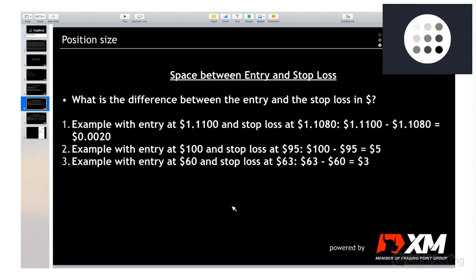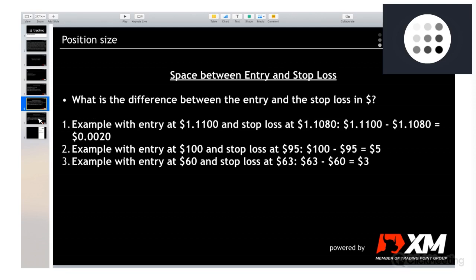Going short, perfect. That's right. Of course, this is also a distance between entry and stop loss. If you want to go short at 60, then the stop loss has to be above, of course. And in this example, the difference is $3. So the calculation of the distance between entry and stop loss level is hopefully pretty clear.